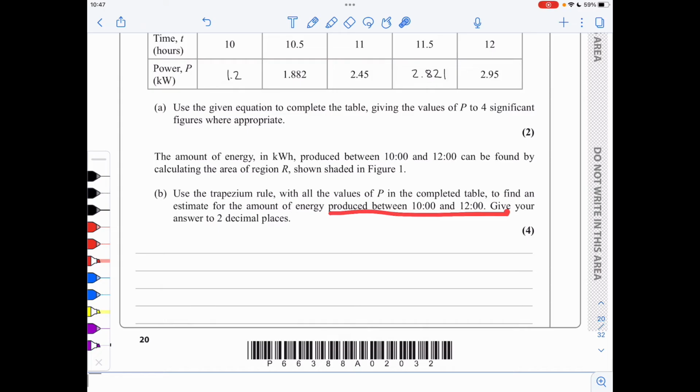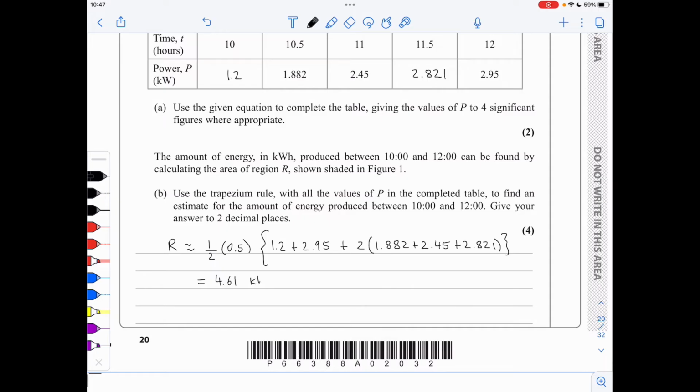This is going to be the area under the graph, which will be estimated using the trapezium rule. So it's always a half times the height of the trapezia, which is the difference between 2 consecutive values of t, so 0.5 in this case, and then it's the first value and the last one, plus twice all intermediate values, and then it's a matter of putting everything carefully on the calculator. We need to give an answer to 2 decimal places. This works out to be 4.61 kilowatt hours.